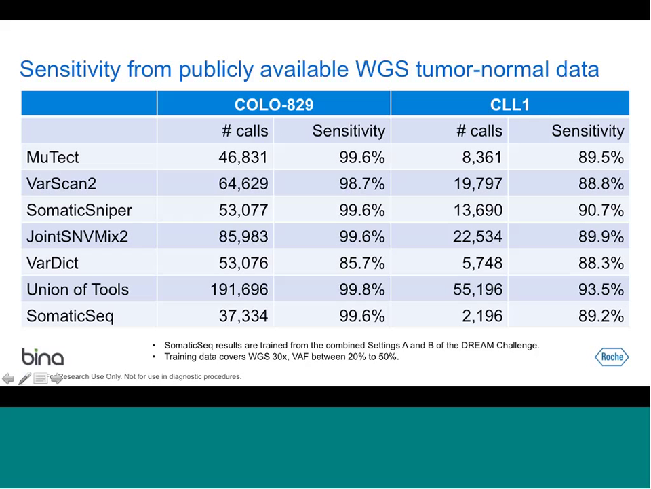And for CLL1, we are also able to get a sensitivity that is about as high as any of the individual tools, with a call set size that's only 2,000 versus some other tools that call twice and 10 times as large. This implies that SomaticSeq can maintain the sensitivity without really sacrificing it while reducing the call set size, implying that it has a higher precision.